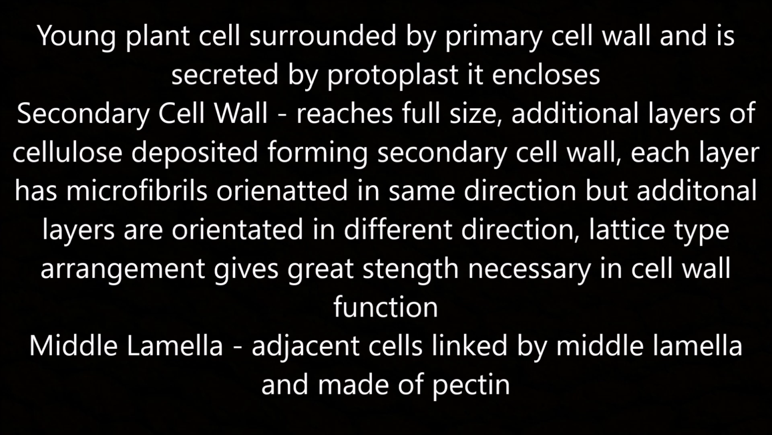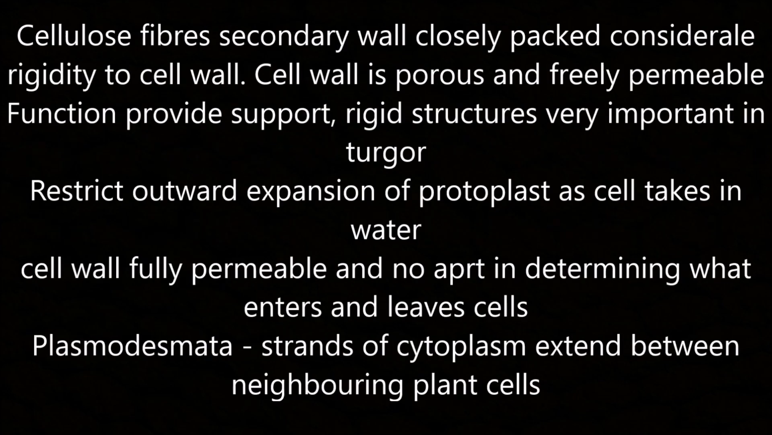Secondary cell wall: when the cell reaches full size, additional layers of cellulose are deposited, forming the secondary cell wall. Each layer has microfibrils oriented in the same direction, but additional layers are oriented in different directions. This lattice-type arrangement gives great strength, necessary for the cell wall function. Adjacent cells are linked by the middle lamella. It's made of pectin. Cellulose fibers in the secondary cell wall are closely packed, giving considerable rigidity to the cell wall.